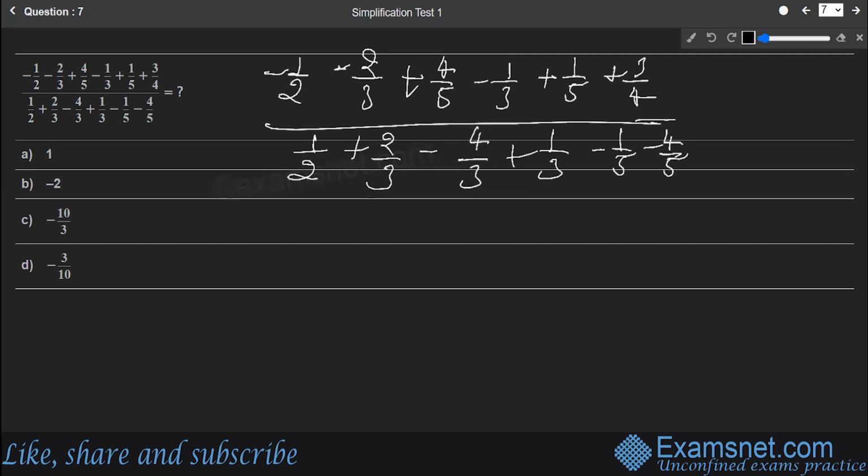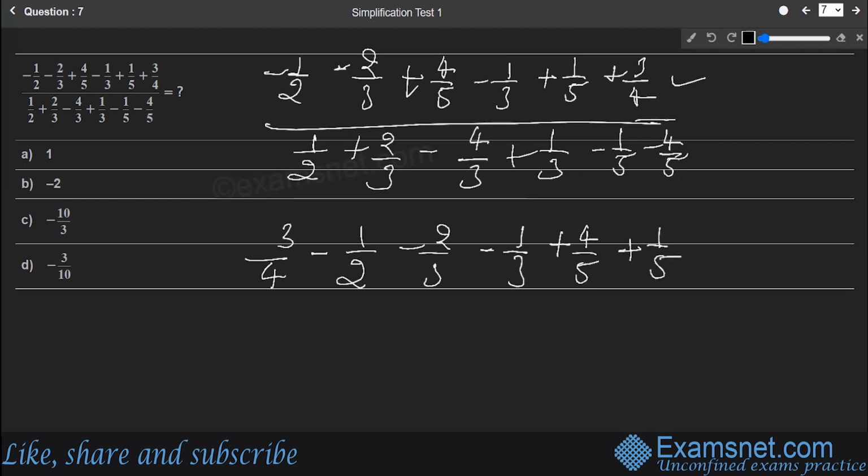Let us try to simplify this. So let us change the order. The first thing can be 3 by 4. This is written first. Then we can write minus 1 by 2. Then minus 2 by 3. Then minus 1 by 3. Then obviously we can write plus 4 by 5. Then we can write plus 1 by 5.